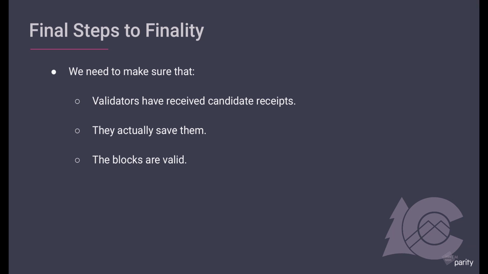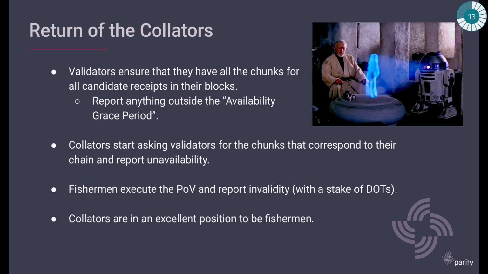So yeah, now we can start talking about, once this candidate receipt gets into a relay chain block, how are we going to actually get this to finality? So we have to make sure that the validators actually received their erasure coding chunks, my bad, that they actually save them, and then that the blocks are valid. So actually saving them has to do with availability, and then that the blocks are valid.